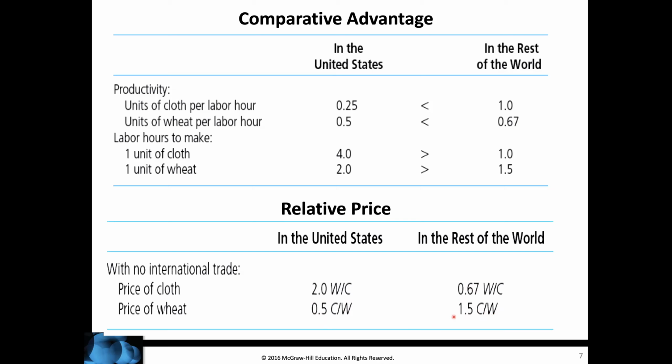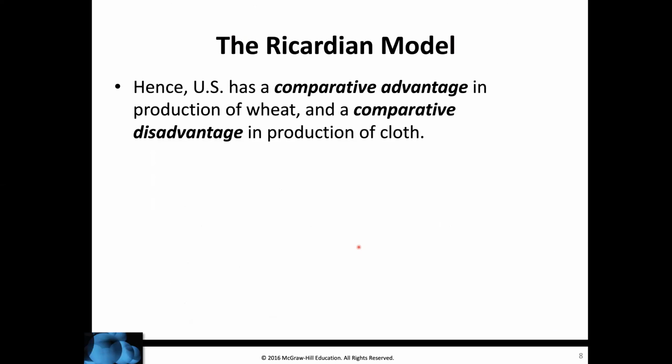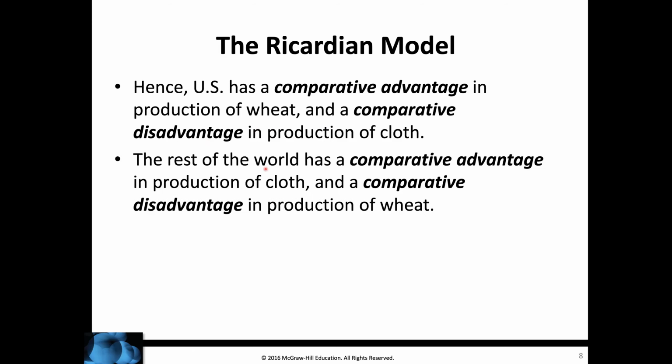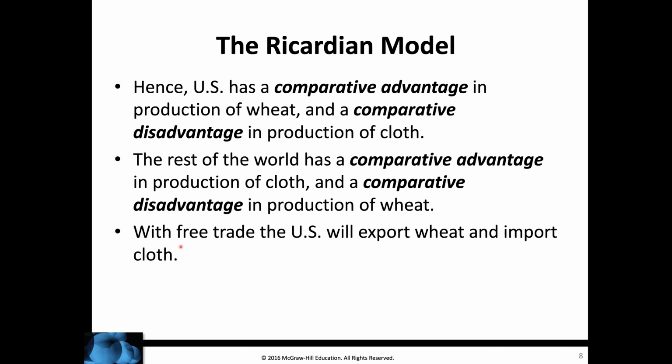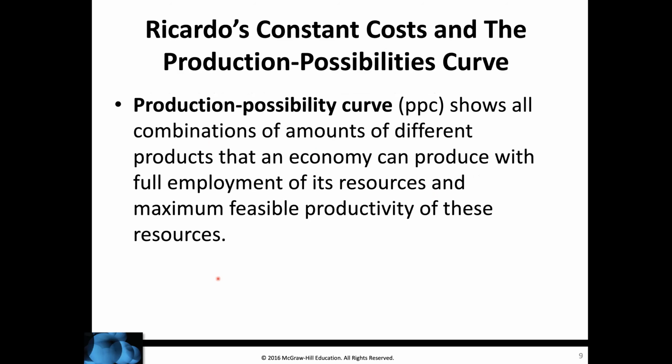And so in that case, traders would look at cloth as the common denominator, and then they could trade in wheat, giving the United States a comparative advantage in wheat. And so the US would still import cloth, but they would export wheat for the rest of the world. Hence, the US has a comparative advantage in the production of wheat and a comparative disadvantage in the production of cloth. The rest of the world has a comparative advantage in the production of cloth and a comparative disadvantage in the production of wheat. So with free trade, the US will export wheat and import cloth.